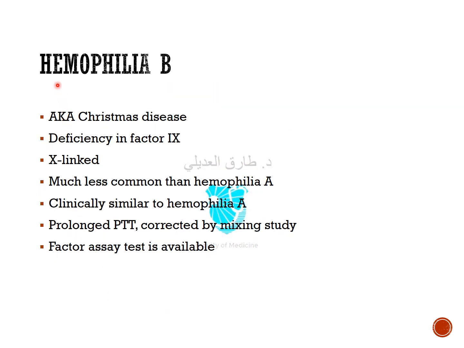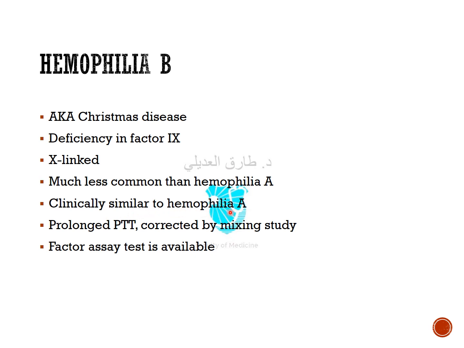The next disease is hemophilia B, also known as Christmas disease. It is much less common than hemophilia A. It is caused by a deficiency in factor 9. Okay, it is also a factor in the intrinsic pathway, so it will result in a similar disease. This one is X-linked, much less common than hemophilia A, and clinically similar to hemophilia A.